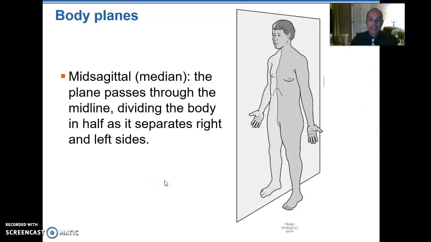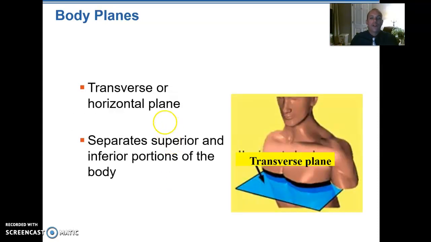The mid-sagittal is right down the middle. Mid-sagittal, the median. The plane passes through the midline, dividing the body into half as it separates it into right and left. Transverse or horizontal plane. Right down the middle here, but running horizontally. Separates it into inferior, which is below, and superior, above. Remember, superior means toward the head, inferior is away from the head. So you've got a superior region and an inferior region below.